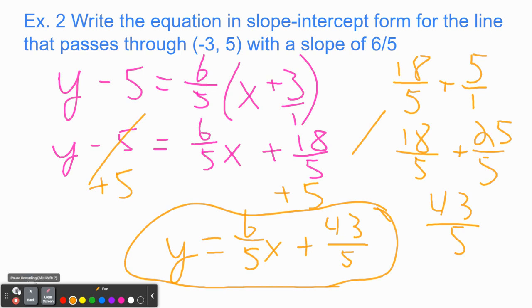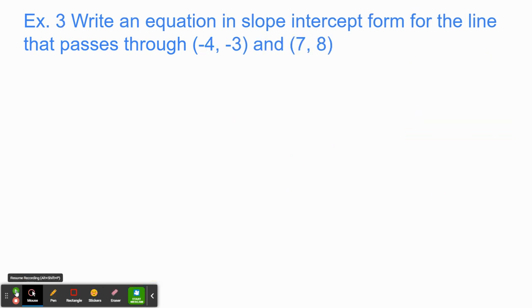And we are done with this problem. No need to give me decimals or anything outside of an improper fraction like this. This would be satisfactory to me. If you can simplify, that'd be great, but 43 and 5, that's going to be it.